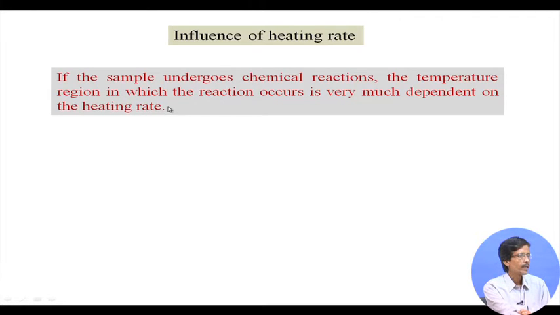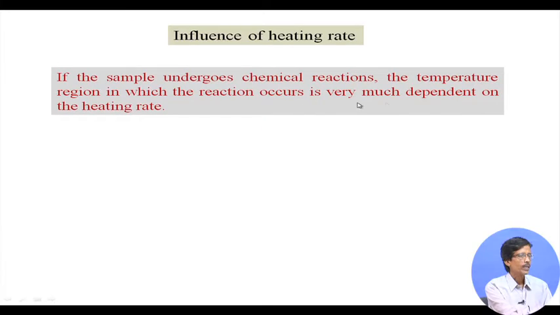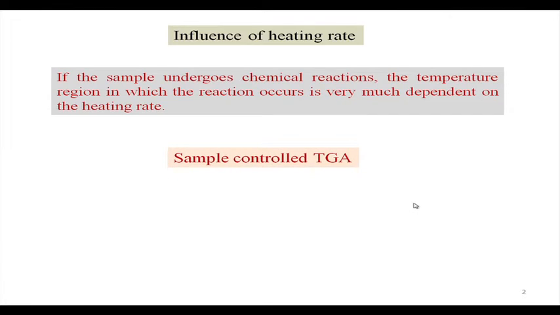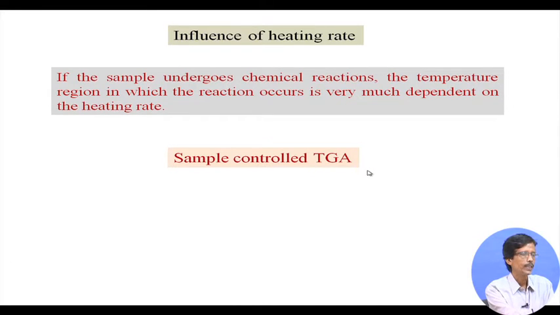Now, we are bringing in the rate of heating for the furnace, because so far we have been talking about a mass loss, and that mass loss will correspond to a physical change, and that physical change can sometimes also be correlated to chemical degradation. But in this particular case, we now see the effect of the heating rate, and that gives rise to a particular technique that we can consider, sample controlled TGA.